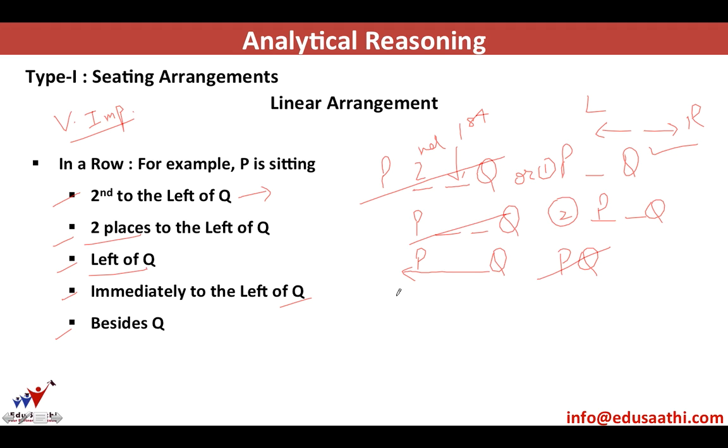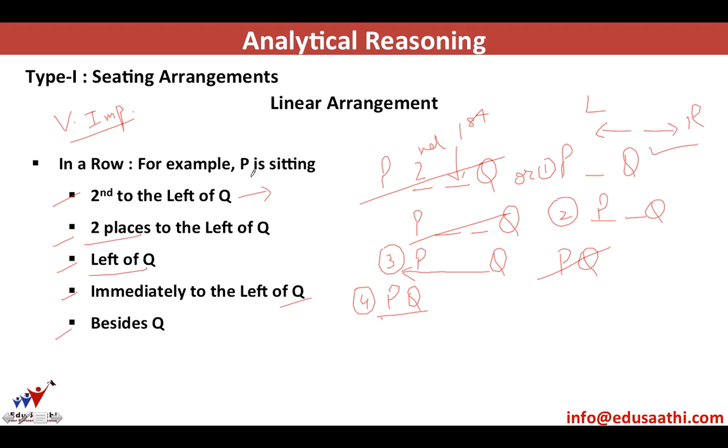Now this is where you will mark this is Q, so this will be P. They will always be adjacent to each other. So it will be marked this way. This is the correct way of representing the fourth. This was the third one.